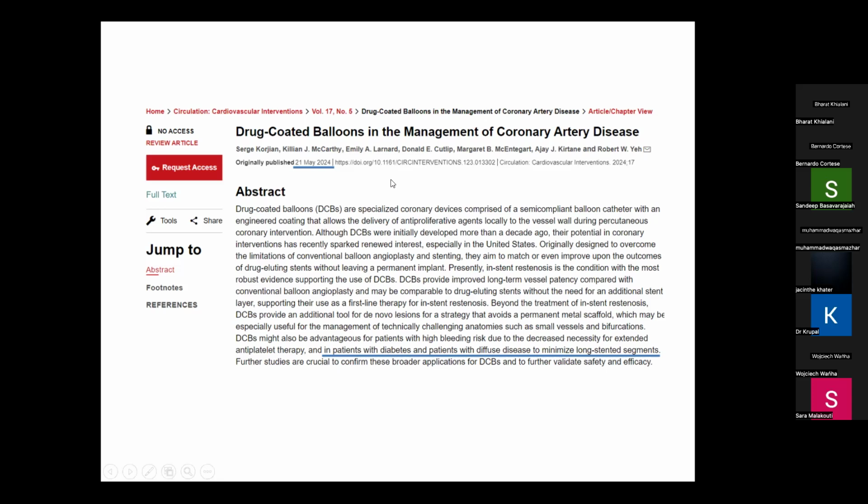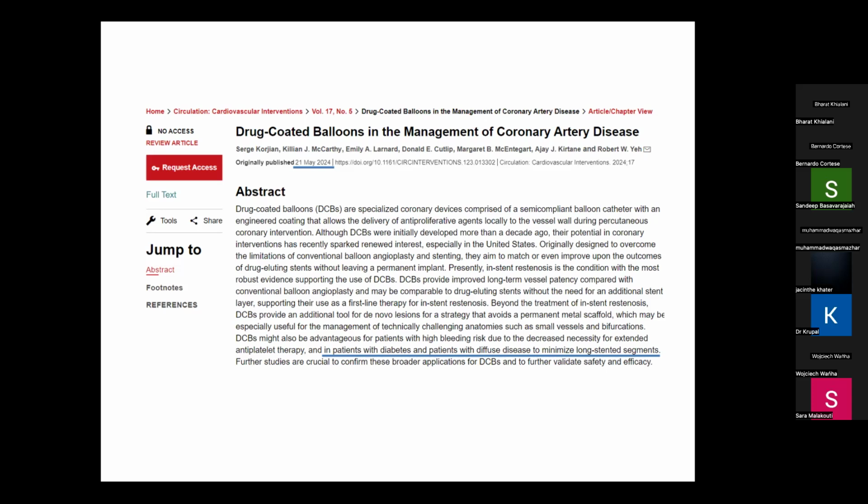So here they mentioned that DCB can be used in diabetic patients with diffuse disease to minimize the use of long stents. We will see. But for diabetic patients with diffuse disease, put the wire down. Put the wire down is very important, because the patient has a STEMI, I think, in Sandeep's. But the role of DCB for diabetic patients is still to be proven. We have some sub-analyses, and I think I participated in a meta-analysis on diabetic patients treated with DCB, but there are no randomized data. So the potential for DCB is there, but we need data in this setting.